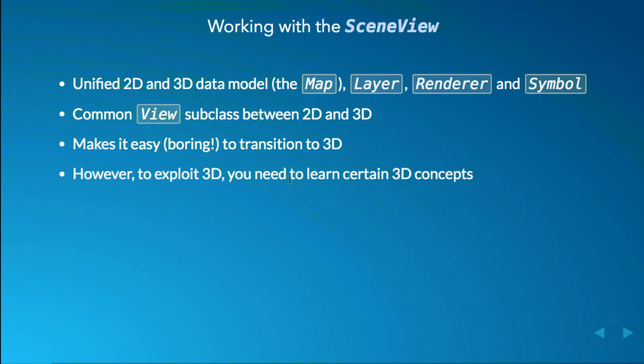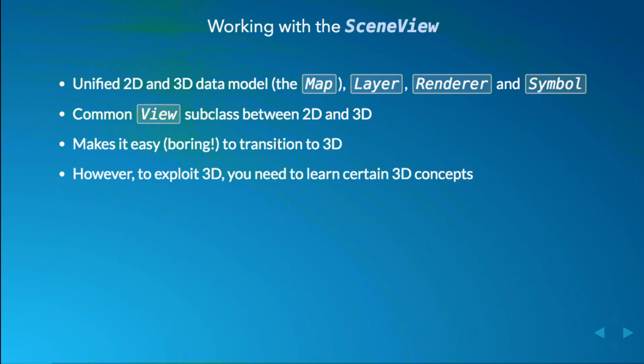So the same layer types work in 2D and in 3D. And the same for the renderers. All the infrastructure is really the same. So we have a common view subclass between 2D and 3D, and then we have, I already showed that, one map view and then a scene view. And there it's really like map view is rendering only 2D and scene view is rendering only 3D.